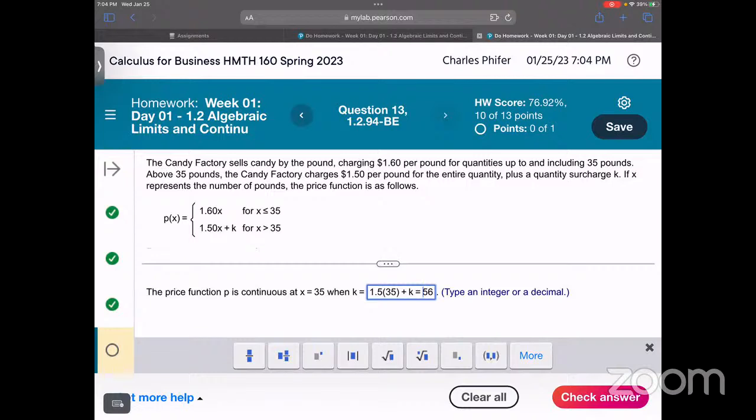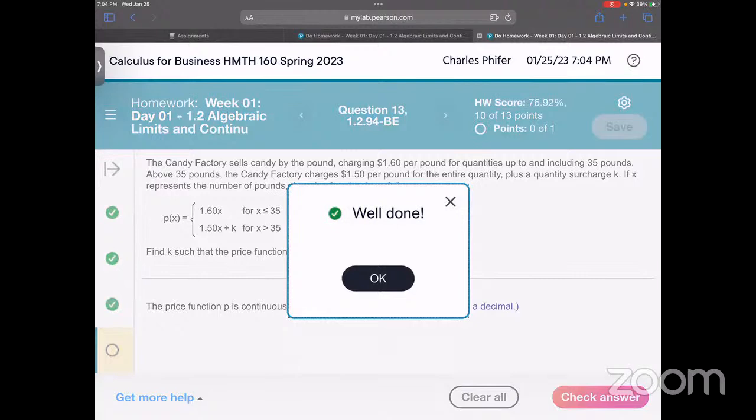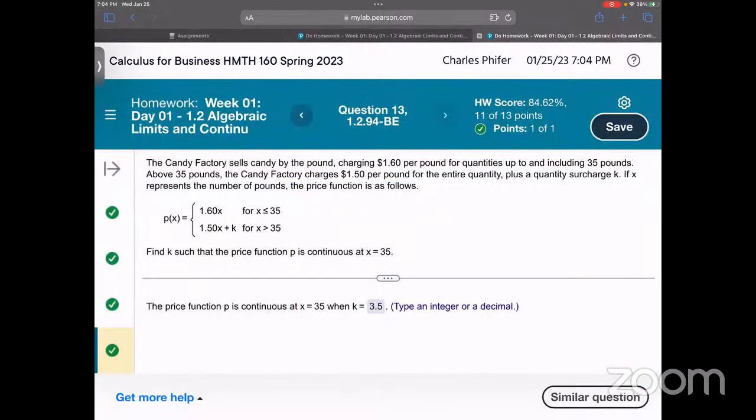Hopefully that was okay. I'm just going to use my calculator. Hey Siri, what's 56 minus 1.5 times 35? 56 minus 1.5 times 35 is 3.5. So it sounds like K needs to equal 3.5. Type in an integer or a decimal. We're going to cross our fingers. If I need to run through that one more time, I can, but I don't know if it will help because I'd say the same thing. If I need to recap that, okay, I'm going to go forward. Okay, that was it.